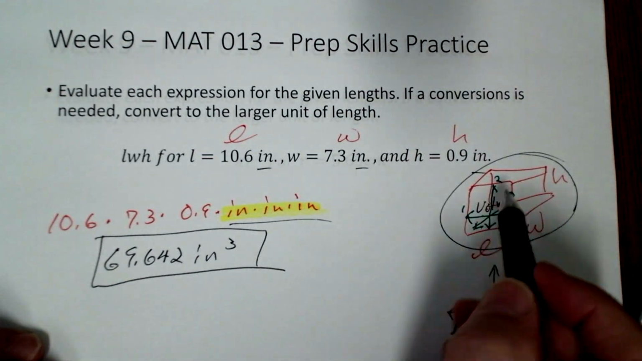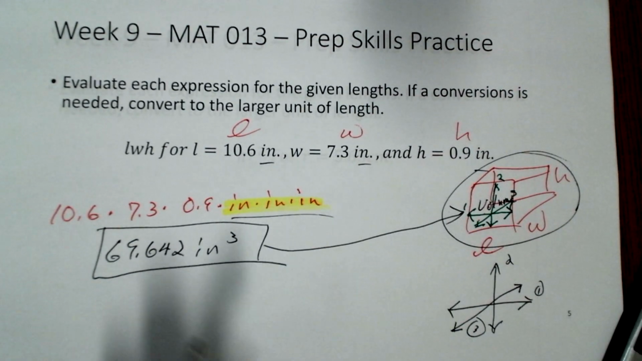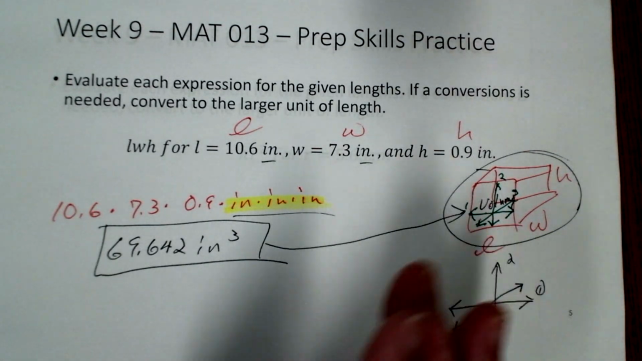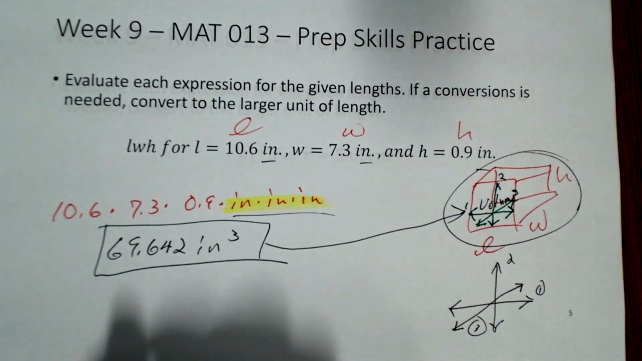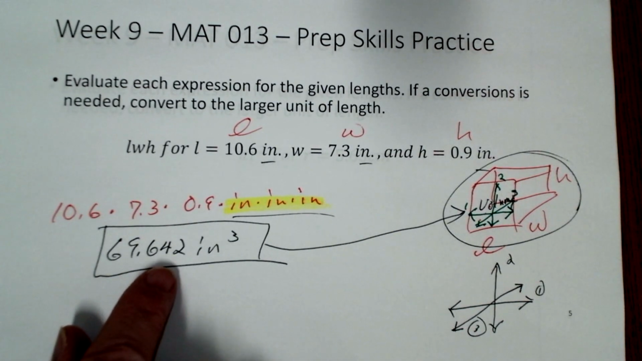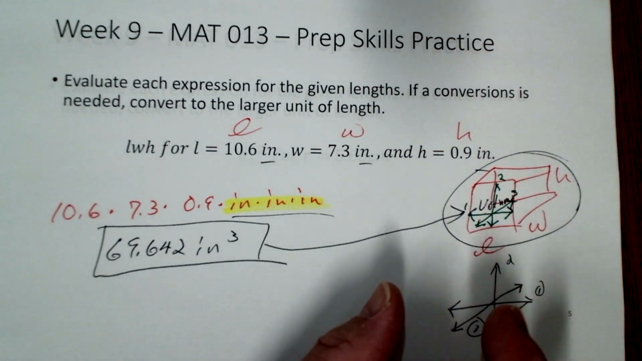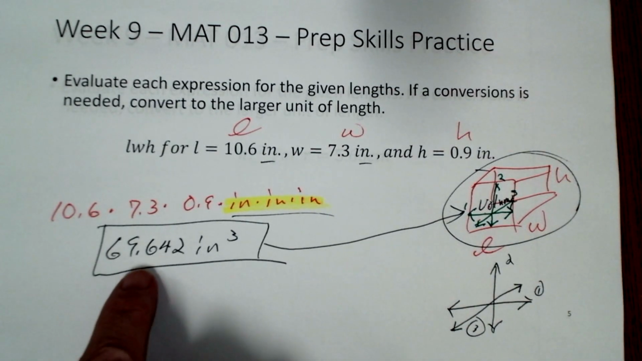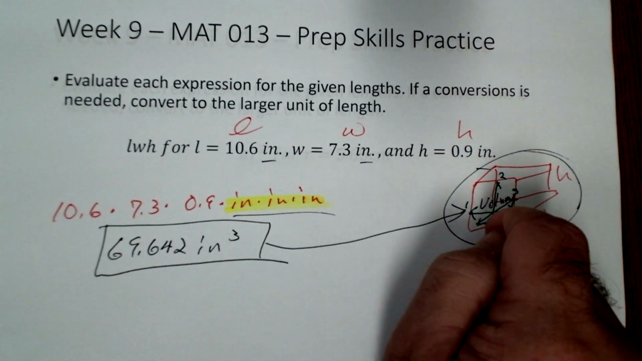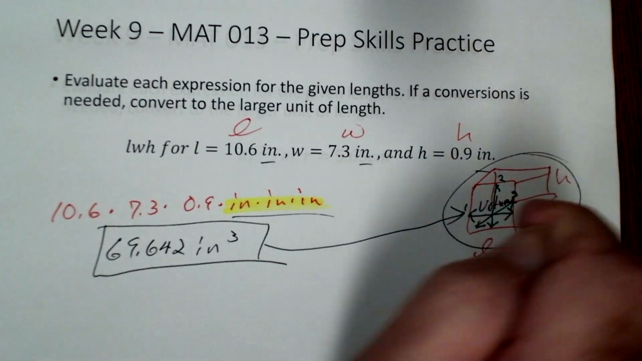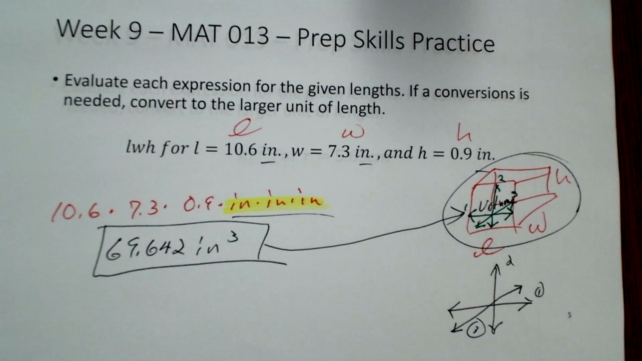Okay, so in this box here that we've drawn, this rectangular solid, you can call it Bob if you want to, it doesn't matter what you call it. It has three dimensions, it has three degrees of freedom, if you will. We have 69 and 642 thousandths cubic inches. In other words, if we had a box that was 1 inch by 1 inch by 1 inch, 69 total ones would fit inside there, and then 642 thousandths of the remaining one would fit inside there as well. Okay, almost 70 of them.